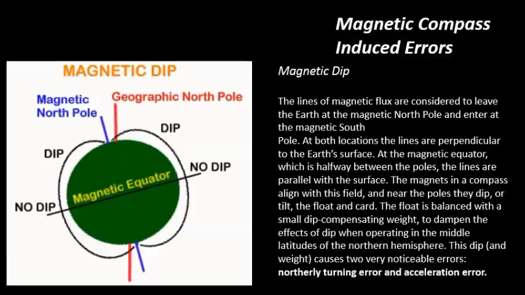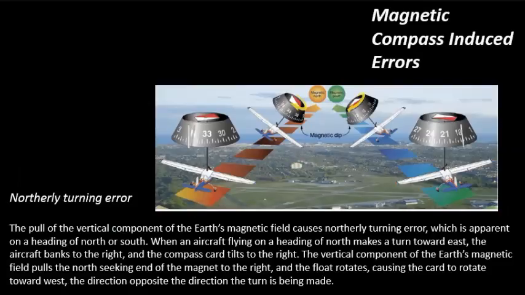Just to go into that real quick, northerly turning error. Alright. Let's say we're on a northbound heading, and I've got to get a better graphic for this, and I'm going to update this, but let's say we're on a northbound heading. To the right of me is east, and to the left of me is west.